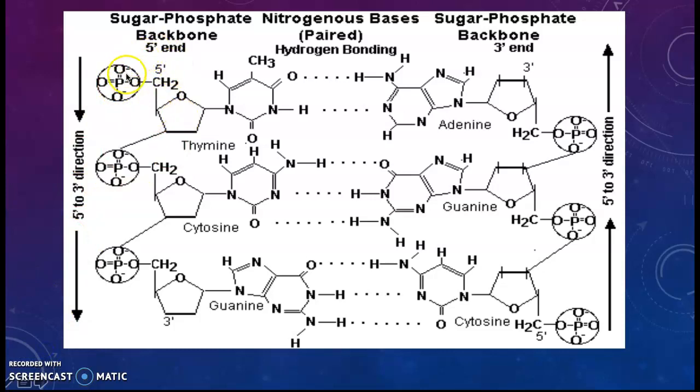So up here, we have our 5' carbon, and over here, we have our 3' carbon. We're able to discuss the sides of DNA by labeling them the 3' and 5' ends of a DNA strand. We can see this based on which carbon is at the quote-unquote end of the strand. So this is the 5' side, this is the 3' side.